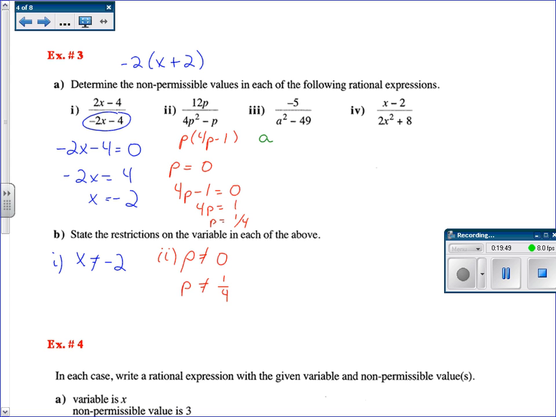And we're going to factor. This is a difference of squares, so a minus 7 times a plus 7. Basically, you're taking the square root of the a squared, the square root of the 49, adding it and subtracting it. So a minus 7 equals 0, so a equals 7, and a plus 7 equals 0, so a equals negative 7. So a cannot equal positive or negative 7.